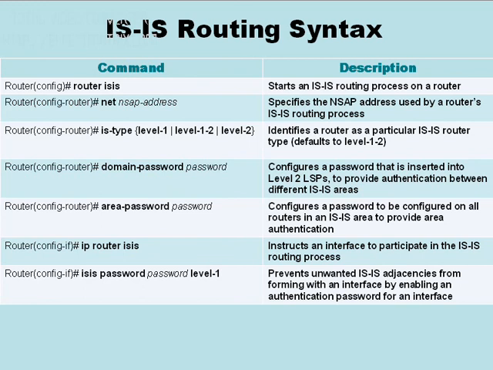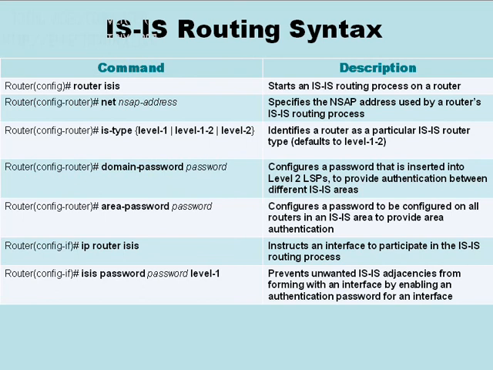In our example, we're going to say level-1, because when R1 is talking to BB1, or BB1 is talking to BB2, or BB2 is talking to R1, these routers are going to be speaking to one another as level 1 routers. So we will say isis password, give a password, and say level-1 for each of the interfaces interconnecting the routers within Area 100. That's the theory and the syntax.